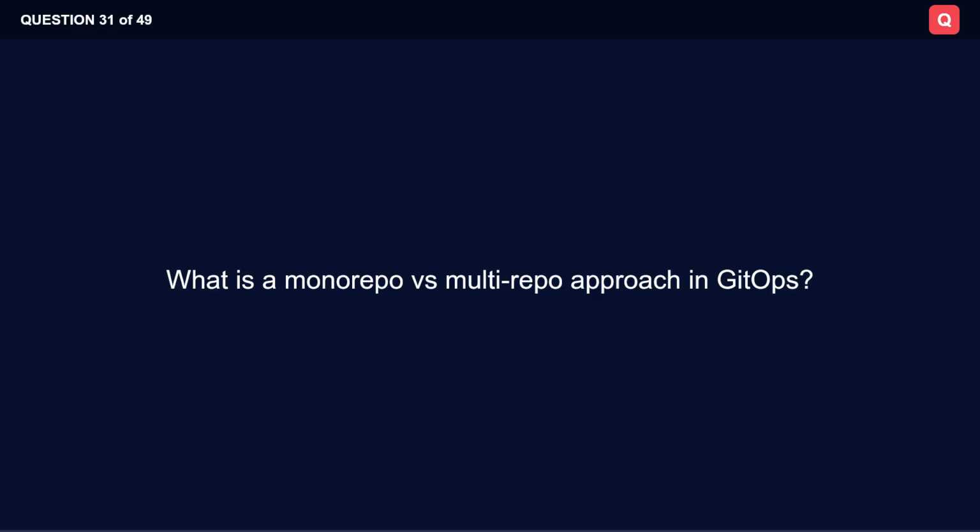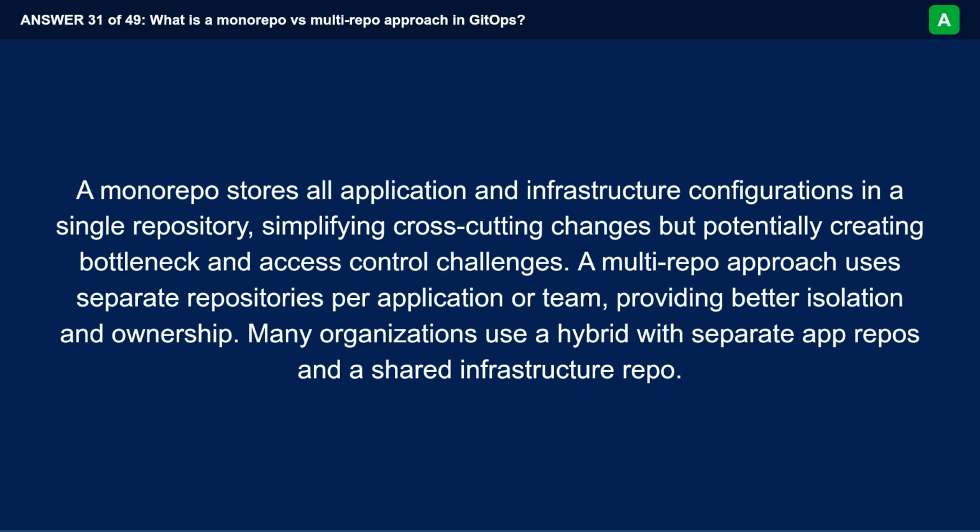What is a monorepo vs multi-repo approach in GitOps? A monorepo stores all application and infrastructure configurations in a single repository, simplifying cross-cutting changes but potentially creating bottleneck and access control challenges. A multi-repo approach uses separate repositories per application or team, providing better isolation and ownership. Many organizations use a hybrid with separate app repos and a shared infrastructure repo.